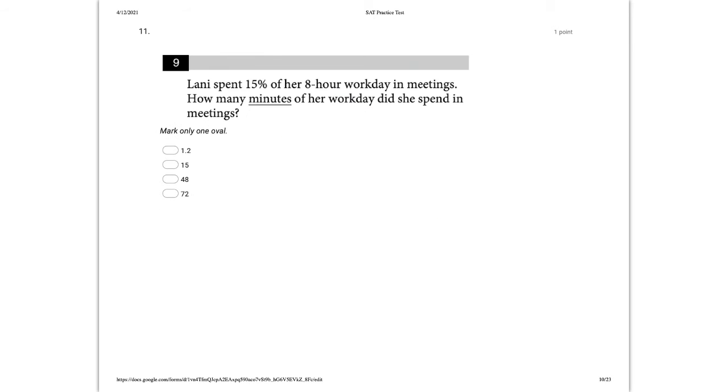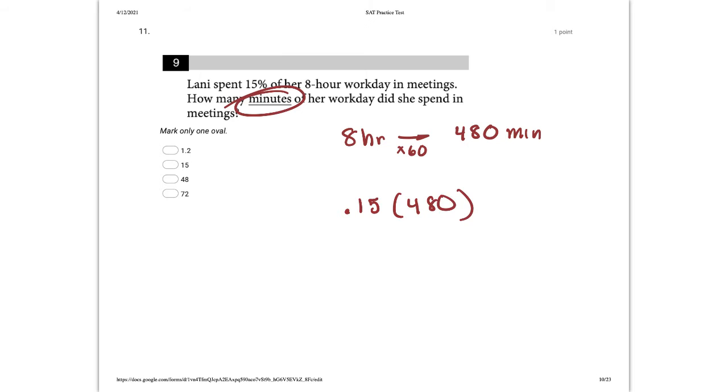Easy enough. Problem 9, she spent 15% of her time in meetings, so 8 hours. How many minutes? They've even underlined it. So that's got to take it times 60 minutes for each hour. So it's 480 minutes each day that they're in at work, but in meetings, 15% of 480. That means multiply those two, and they'll tell you what percent or how many is 15%.